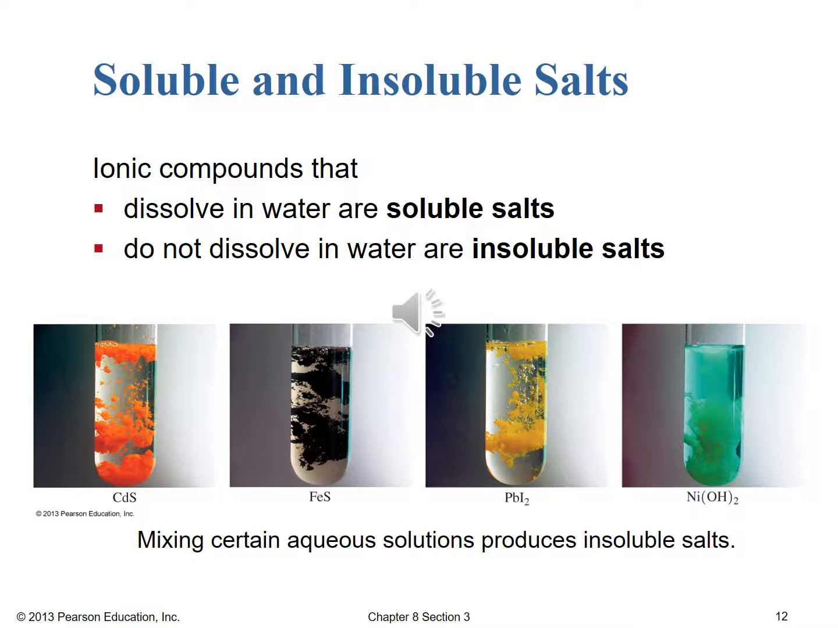And one of the main types of reactions, if you think back to our chemical reactions, we had precipitation reactions. Those were the result of mixing certain aqueous solutions, certain soluble salts together to produce insoluble salts. So we've already seen this, but now we're going to have some rules and some ability to predict when we might encounter one of these insoluble salts as opposed to the more common soluble salts.